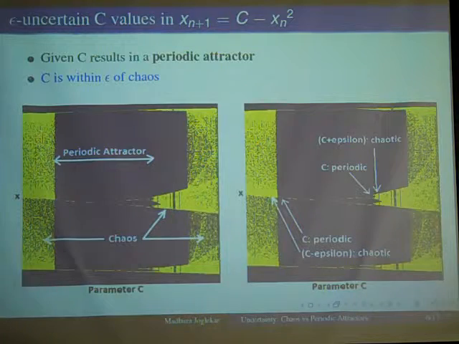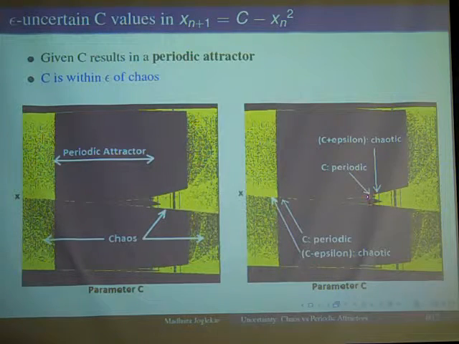Now I have already talked about what an epsilon uncertain C value is, and in context of the quadratic map, an epsilon uncertain C value is any C value which, when perturbed by an amount epsilon, the behavior changes from periodic to chaotic. So if I pick a C value here and reduce it by epsilon, then this C value is periodic, but this C value is chaotic. So that C value is epsilon uncertain.